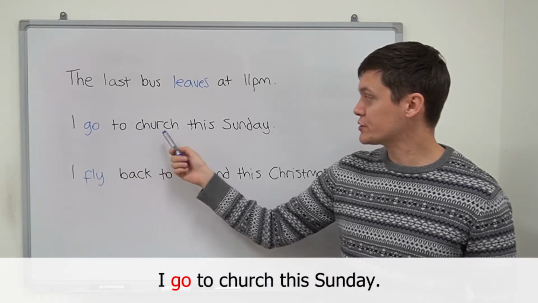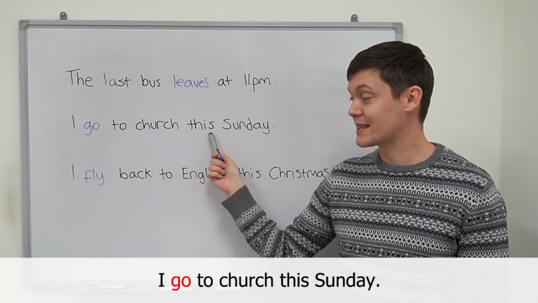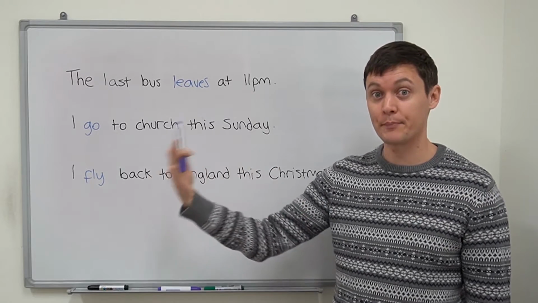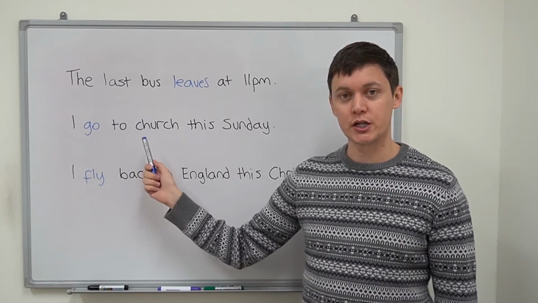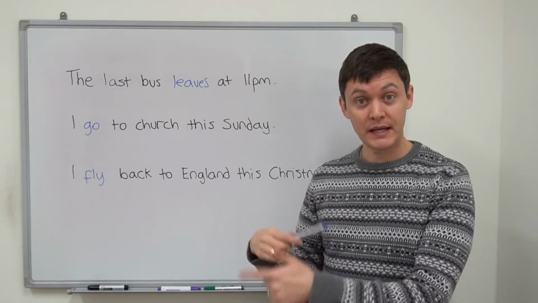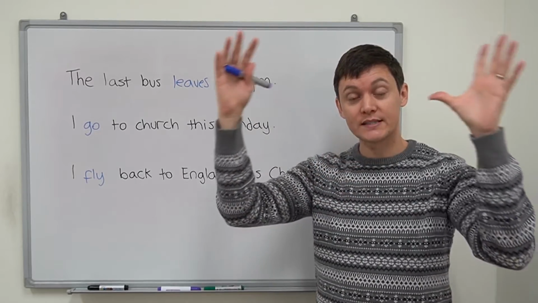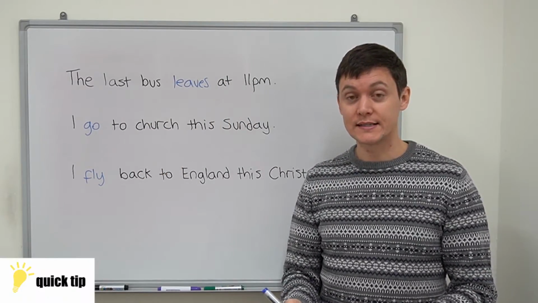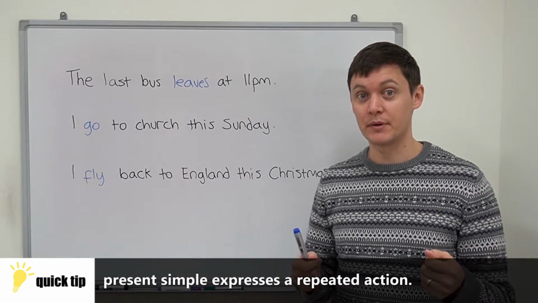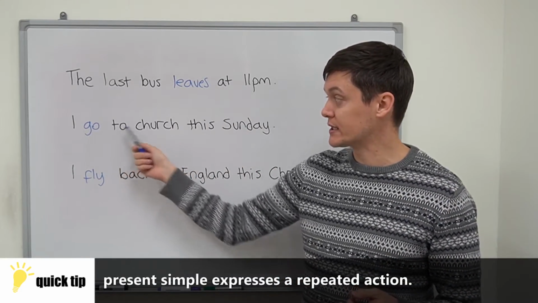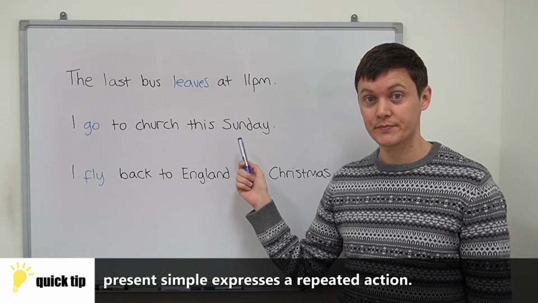Number 2, I go to church this Sunday. Now we know this is just the future because it says this Sunday. So it's an upcoming Sunday, the nearest Sunday. I go to church. Again, it's a repeated action. So this is the connection to the present simple overall, is that everything is a repeated action. That's the easiest way to remember. This is a repeated action, going to church, but we're focusing on this Sunday.